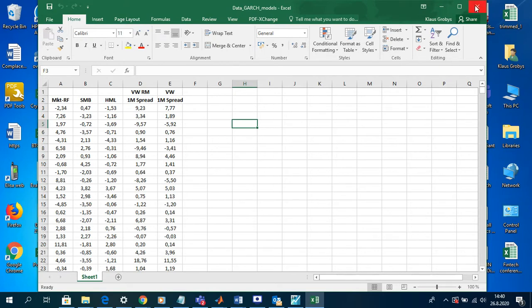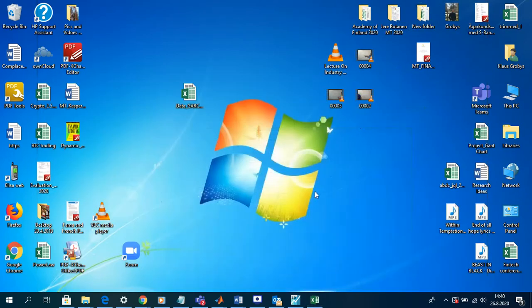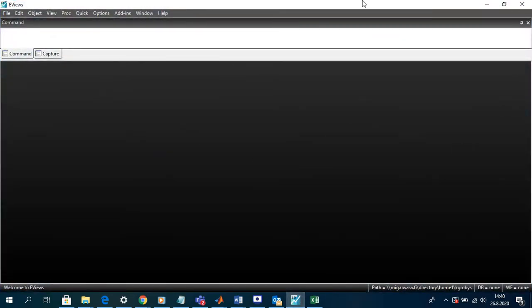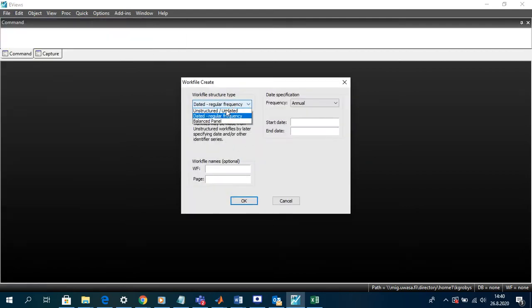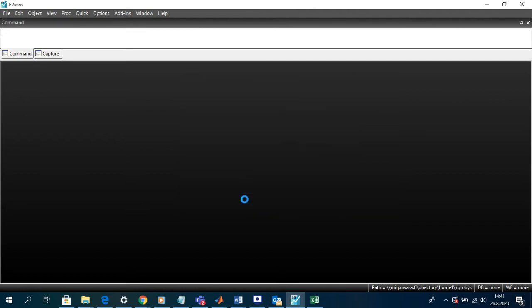So let's use this Excel file and upload it in EViews. Here we have opened EViews. Go on File, New, Workfile. We know the data frequency, so we choose again unstructured, undated. We have 1089 observations, and we know already our observations start in 1927 and we have data until 2018 in our data set, right? We click the OK button.